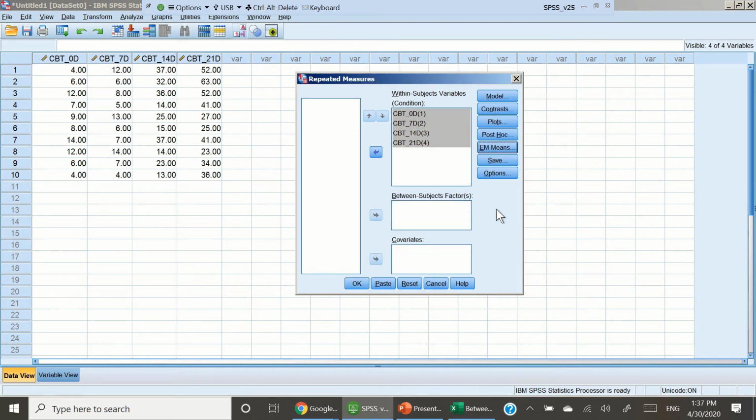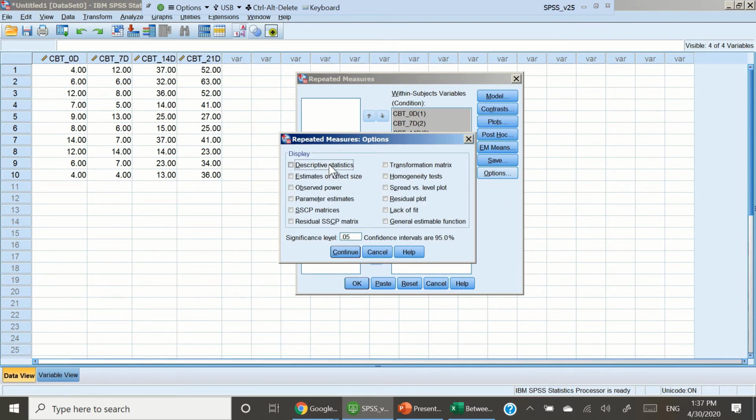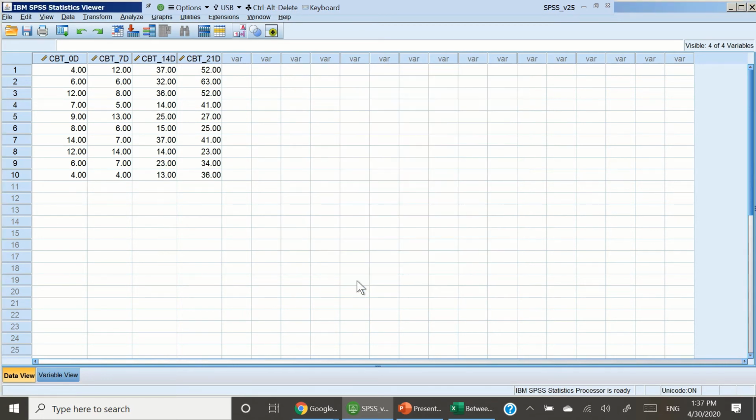Let's click this, and let's see if there are options. It's the descriptive statistics we want, and I think that's it. That's all we want. Click OK.